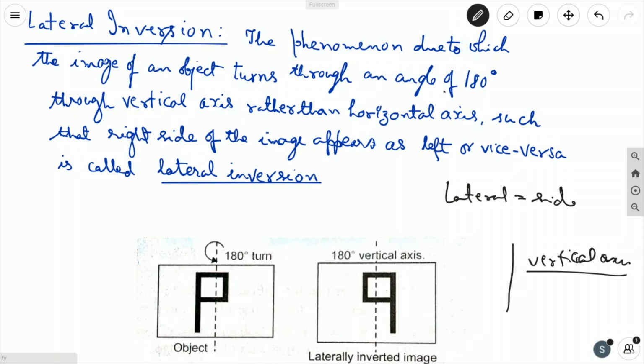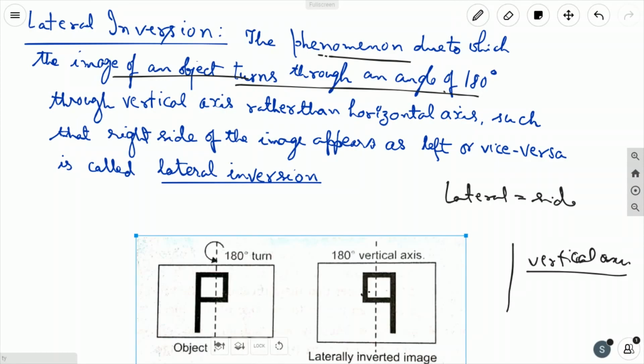So here we can say that it is the phenomenon due to which the image of an object turns through an angle of 180 degrees about the vertical axis rather than the horizontal axis, such that the right side of the image appears on the left. You see, the right side is appearing on the left side, and the left side appears at the right. So this is called lateral inversion, the laterally inverted image. All right.